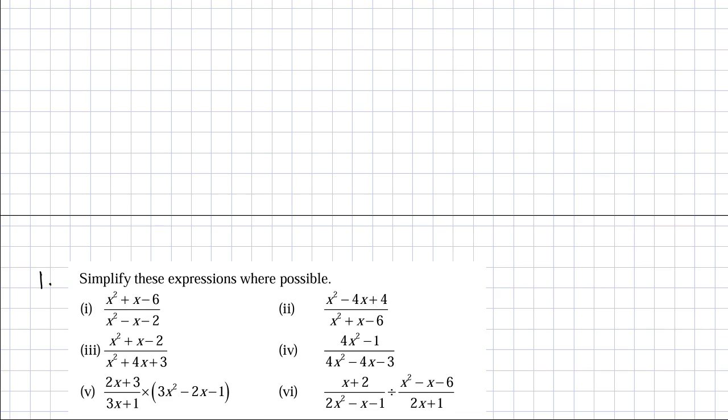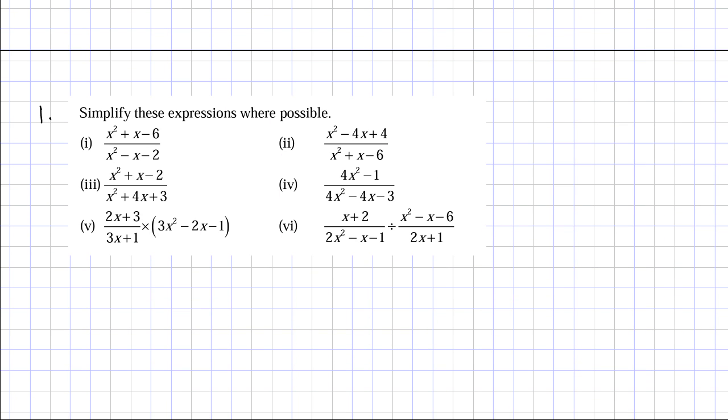Now I'd like you to try these questions. Some of them are different, as you can see here. But what you need to do is simplify these expressions where it's possible. So do these questions and bring them to the lesson.